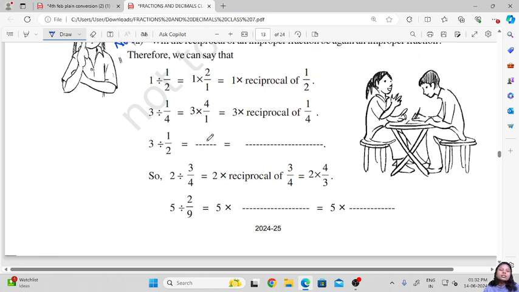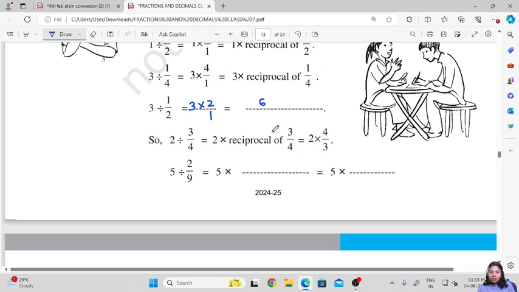Okay, so now see here, if we have to solve these examples, we'll have 3 into the reciprocal of this, which will be 2 upon 1. So this will be 6 here. In this case, we'll see that it is 5 divided by 2 upon 9. So if we take the reciprocal here, we'll get 9 upon 2. And here we'll get again 9 upon 2.